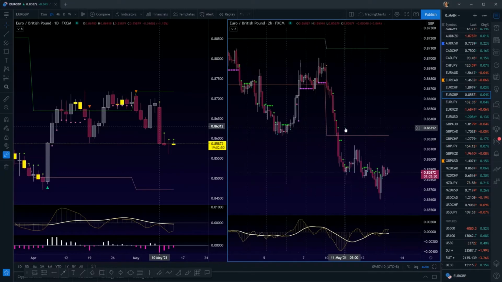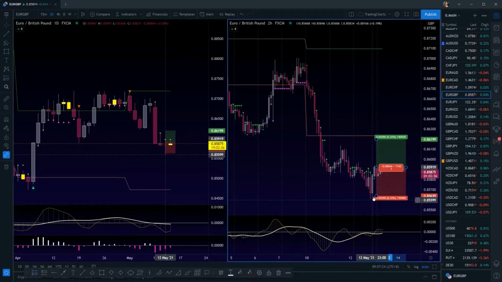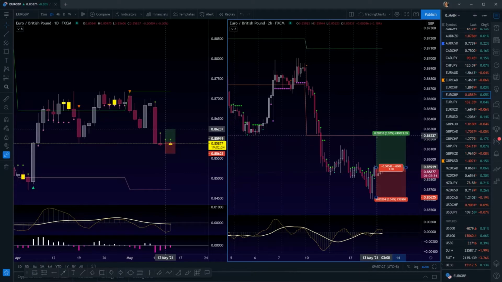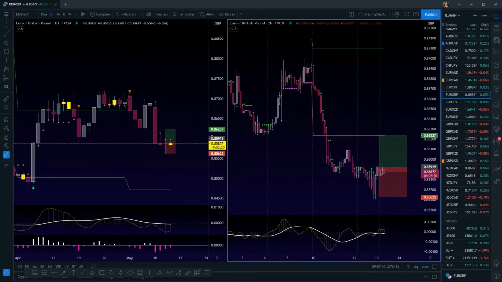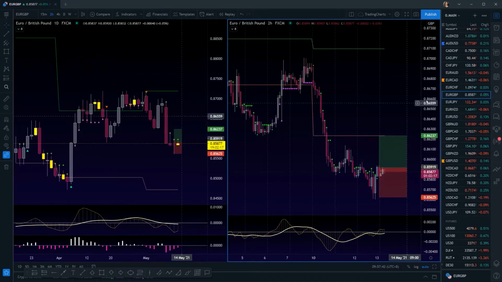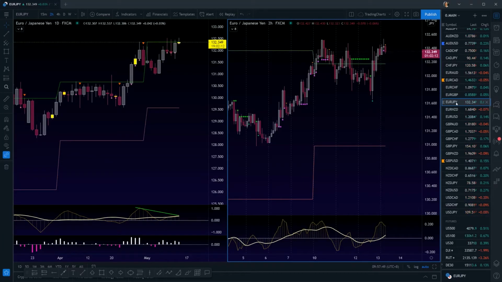Euro British pound. We got somewhat of a doji. We've got the trigger here. If we took this, we have to set the stop here, the target here. We got a 1-to-1 ratio. I just don't like the stop loss being so far away. So I'll stay out of this right now. There is not much edge, at least for me. Euro yen.